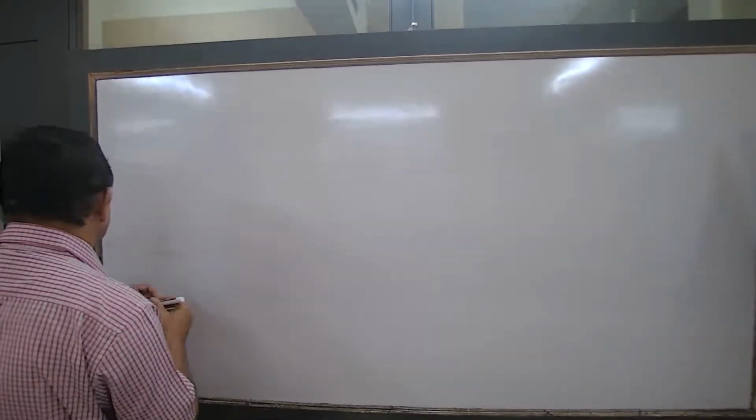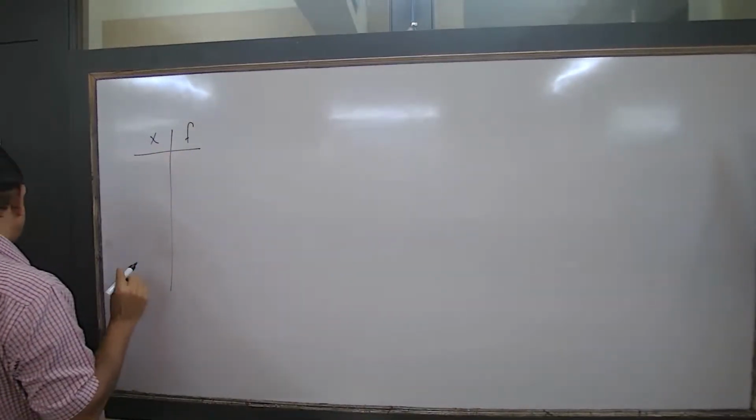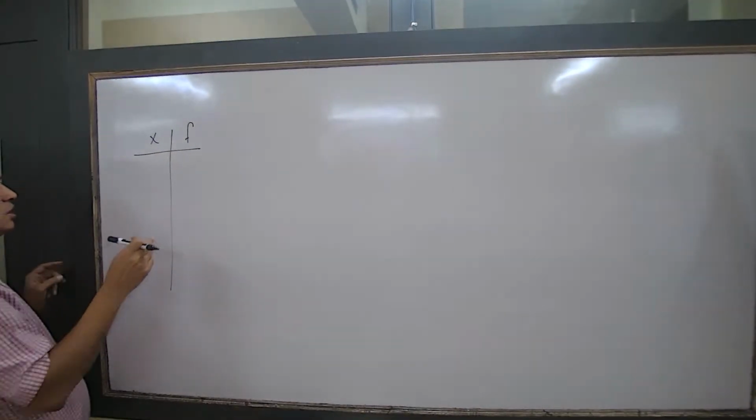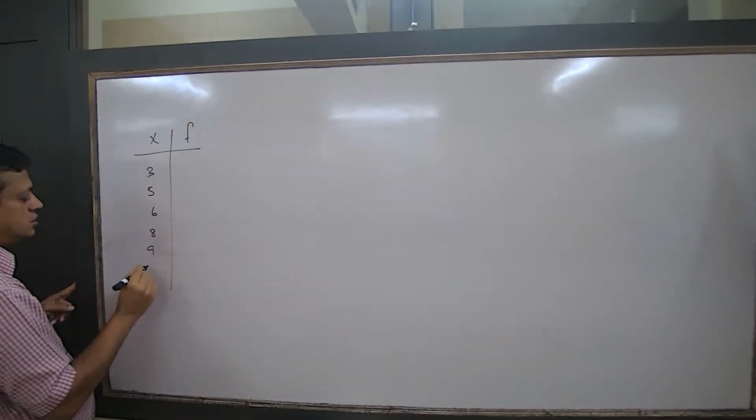There are two types of frequency distribution. One is called ungrouped frequency distribution. What does ungrouped frequency distribution mean? We write the value of the variable. Value of the variable means what the data is about. Suppose it is the marks of the students, then marks are the variable. The number of times a value repeats is called the frequency. Suppose I write x and f. X means the variable. You will see which numbers are there. Let's say the variables are 3, 5, 6, 8, 9, 10.